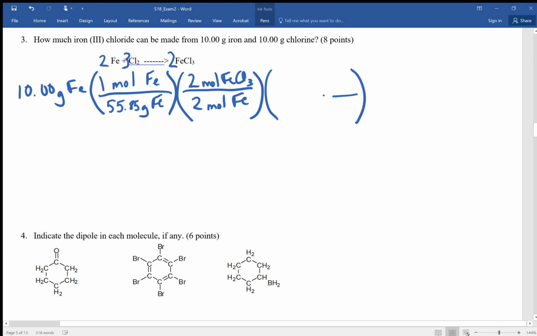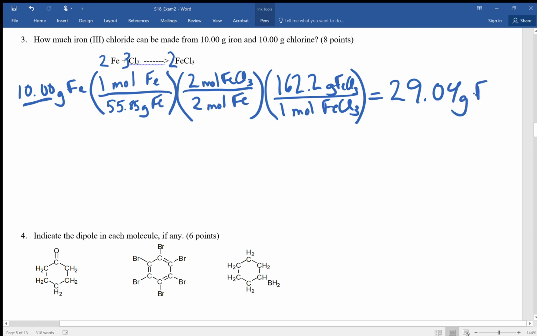And then we need to convert moles of iron chloride back to grams. And we get the mass there from the mass of iron, 55.85 grams, plus 3 times the mass of chloride, 35.45 grams. And we get a molar mass here of 162.2 grams. Now if we calculate this out, we're going to keep 4 significant figures because that's where our starting number was. We get a total of 29.04 grams of iron chloride.